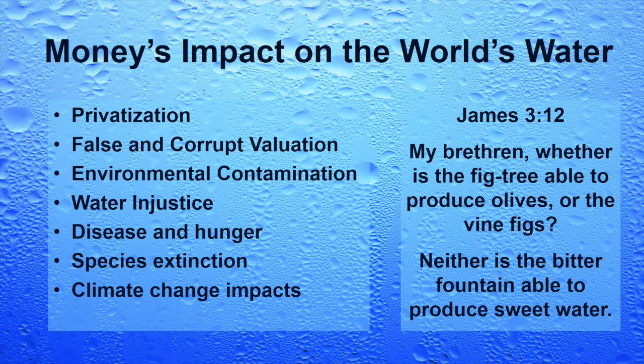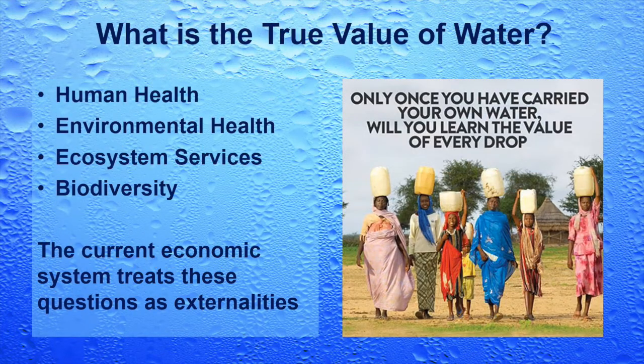Now, all of these problems can't be solved with the current system, in much the same way as this chapter from James tells us that the bitter fountain is not able to produce sweet water. What is the true value of water? We don't count human health. We don't count environmental health. We don't count ecosystem services and biodiversity. All of these are not the goal or even the main consideration in the current economic system, driven by this underlying debt-based money system. So we need to change the system, putting the true value of these important and sacred human needs at the forefront of our thinking.